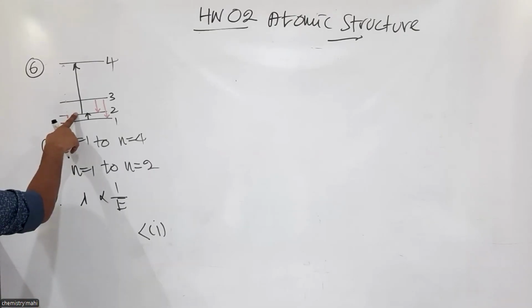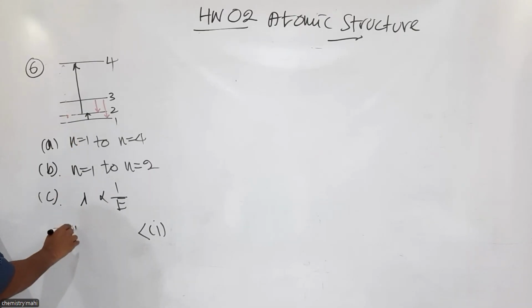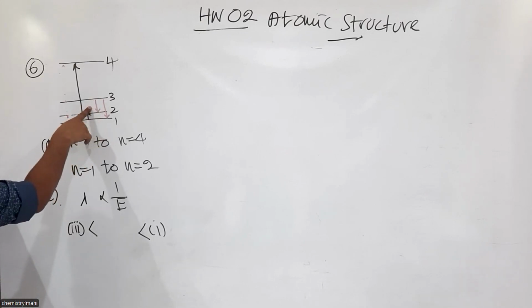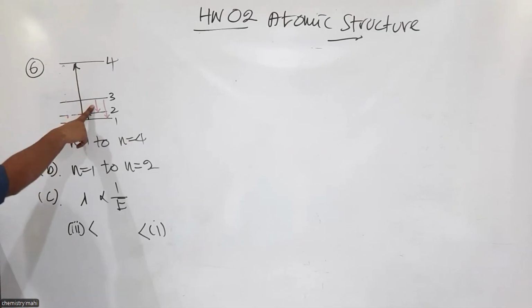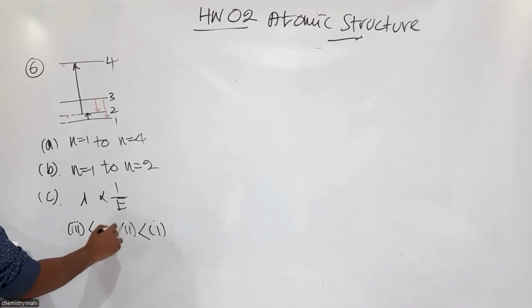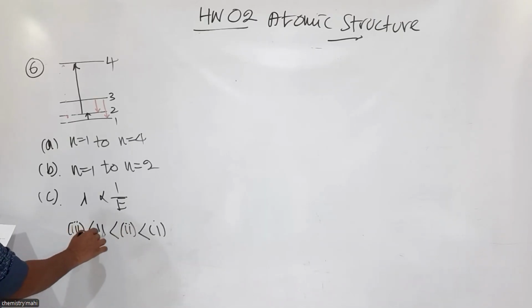Where is 2 to 4 given? 2 to 4 is given in the third. Therefore, the third one is where you get the shortest wavelength. Now the question is 2 and 4. Out of the two, 3 to 2 is the second one and 2 to 4 is the fourth one. Definitely 3 to 2 has the smaller energy, so 3 to 2 should have the longer wavelength. So the second one should be longer than the fourth one.